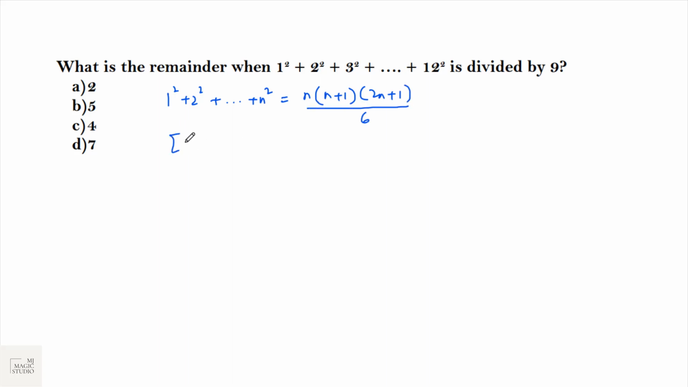That means our summation of n square from 1 to 12 is 12 into 12 plus 1, 13, into 24 plus 1, 25, by 6. So this summation is actually 26 into 25. Now the question is, what is the remainder when this is divided by 9? You can multiply 26 into 25, that is 650. And since we are looking for the remainder when a number is divided by 9, it is nothing but the digital sum of the number.